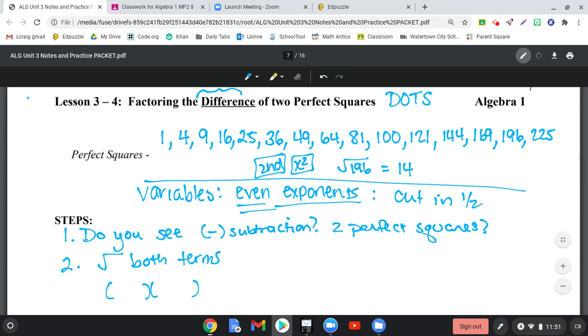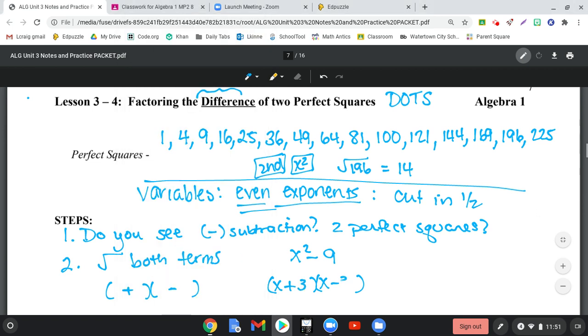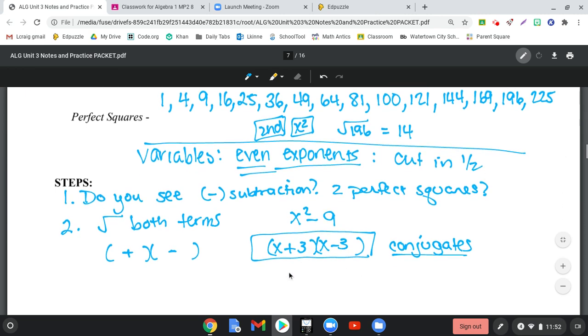So for example, if I have x squared minus 9, I see two perfect squares, so I'm going to break it up. If I'm cutting x squared in half, it's just going to be x times x, one plus, one minus. And then the square root of 9 is 3, but again, if you weren't sure, second, x squared, 9, 3. So these are called conjugates. They're exactly the same except for the sign. All right, that's what they're going to break down into.